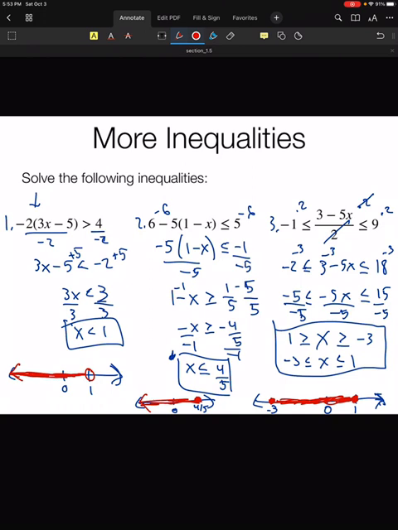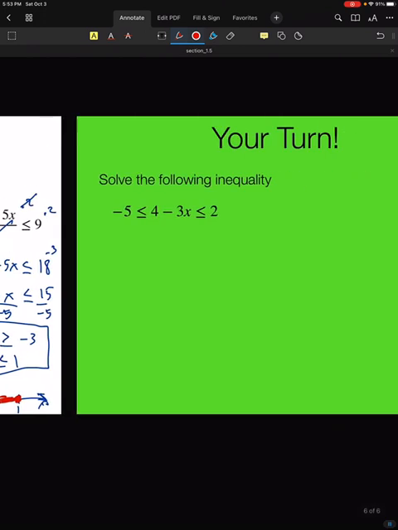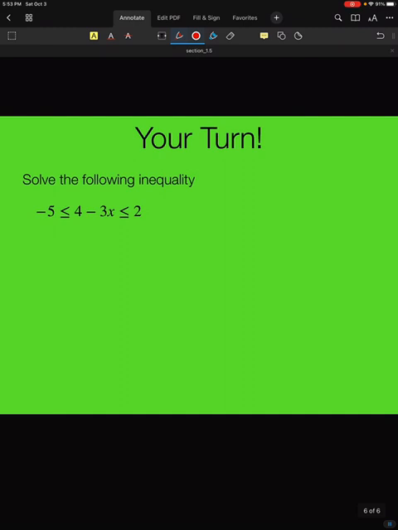So that is inequalities. We took a second step there and made it a little bit harder. And so here's your practice. Here's your turn. Okay, so it's going to be like that third example that I just had. Make sure to switch the inequalities when you divide by a negative number.